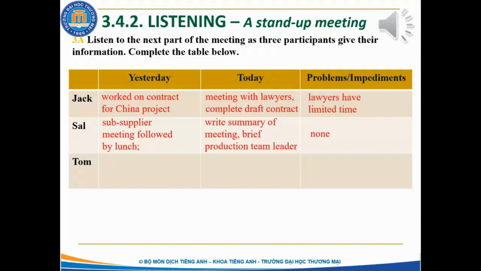Oh, I nearly forgot. Yesterday, I also met with one of the new designers who will be working on this project until the end. Thank you.